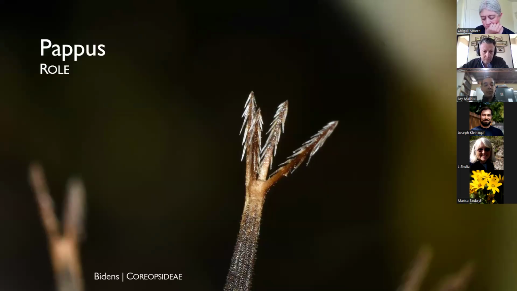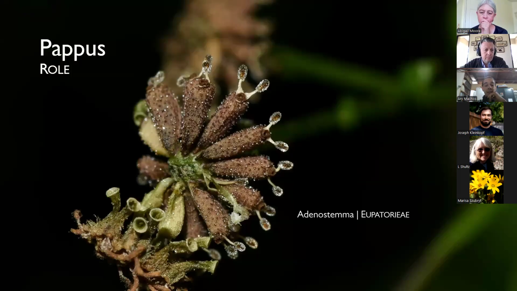but we can also see adaptations of the pappus that are more geared towards dispersal by animals, like in these Bidens, where those rigid projections get entangled in the fur of animals, right? Yet another example of this is this Adenostemma in the Eupatorieae, which has a very particular type of pappus, which is composed of a few awns, which have glandular trichomes densely covering the apex of the awn, and they secrete a very sticky substance. So when you brush against them, they get stuck all over you.